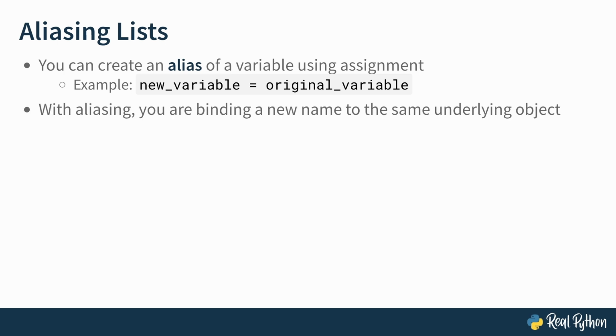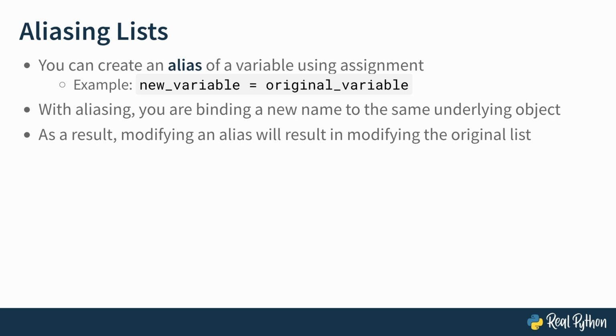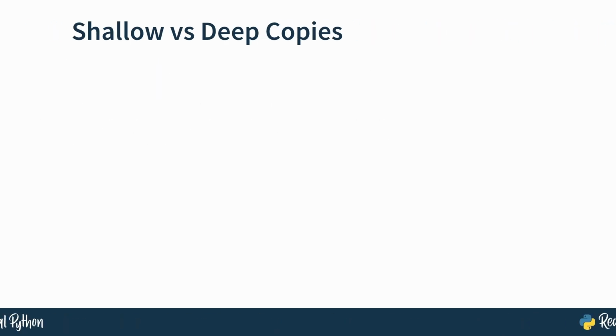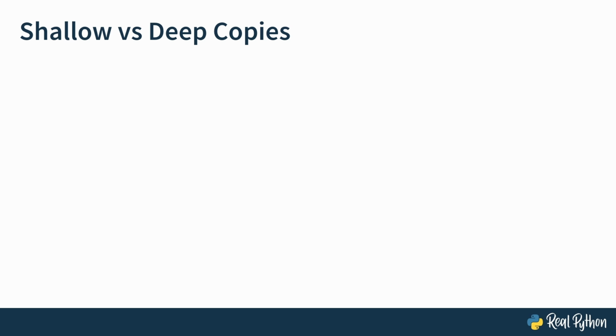Instead, you're binding a new name to the same underlying object. And this can be tricky when the underlying object is mutable, like a list. As a result, modifying an alias will end up modifying the original list, and vice versa. To create a proper copy of a list that is a new list object, you can either shallow copy or deep copy. What's the difference?